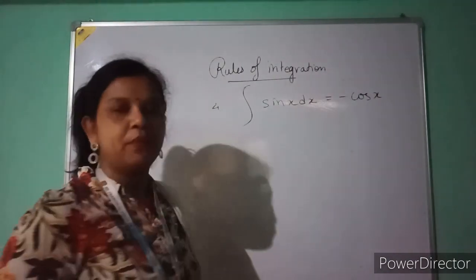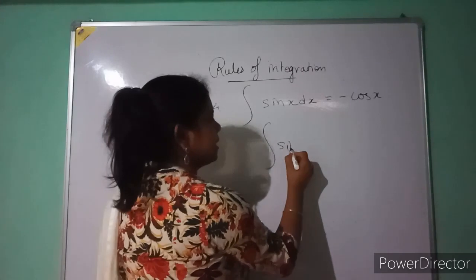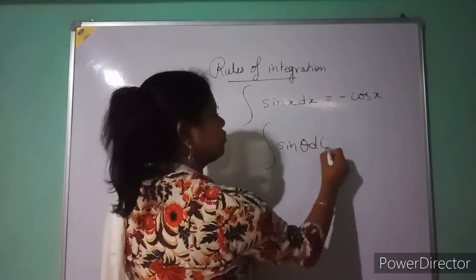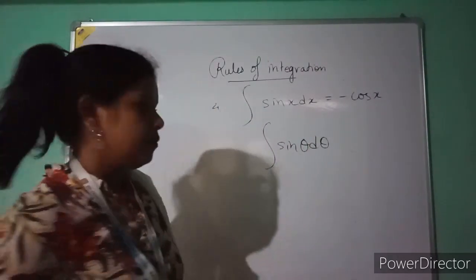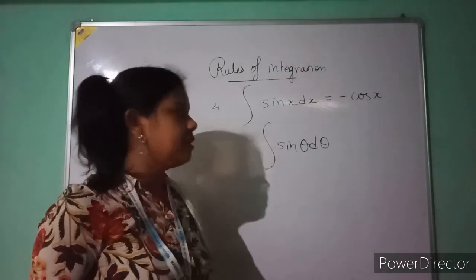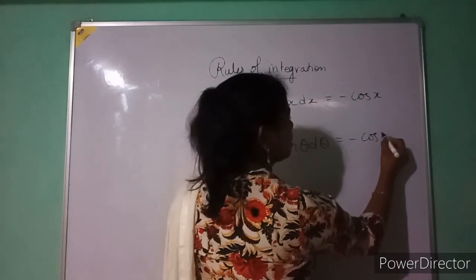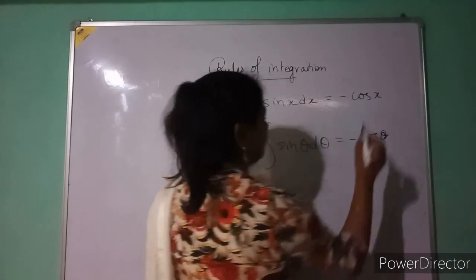Let me write in a different way. You have learned not sine of x, you have learned sine theta. If I write sine of theta, then I have to write d theta. But sometimes in some places I may not get theta, I might get a different term. So it will be equal to what? It will be minus cos of theta.